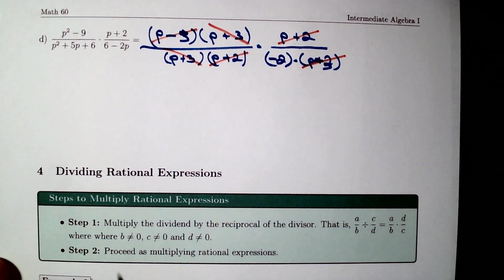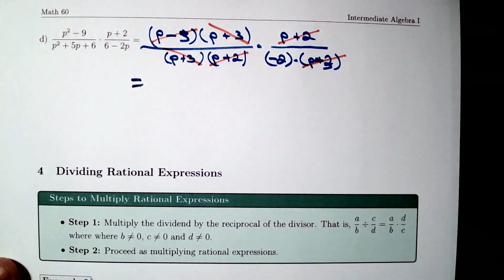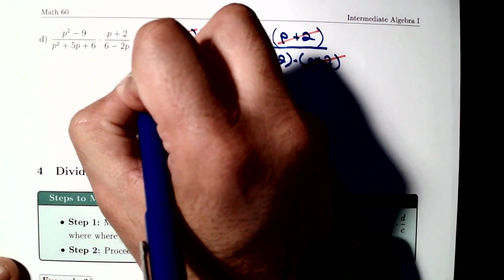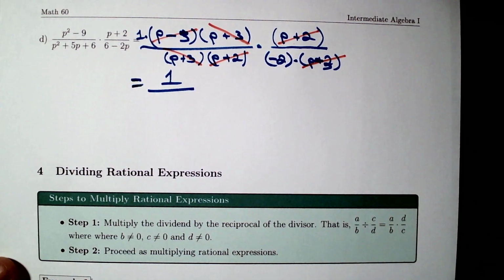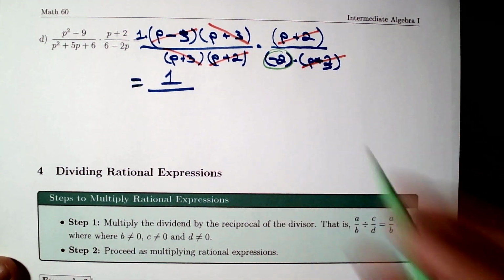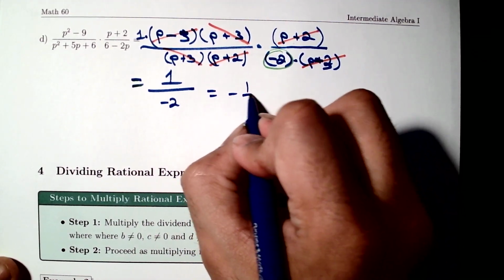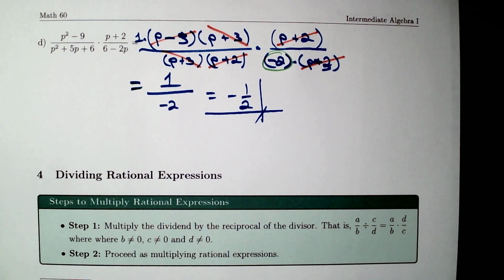So ultimately, what are we going to be left with in the numerator? In the numerator, everything canceled out. Should I get a 0 in the numerator? No, not a 0. In this case, notice everything here has an invisible 1, so I'm going to be left with 1 in the numerator, and in the denominator, this negative 2. So 1 over negative 2, which equals a negative 1/2. Final answer.